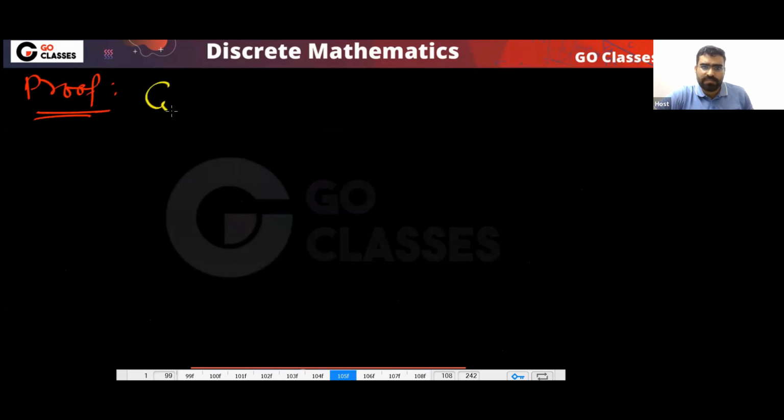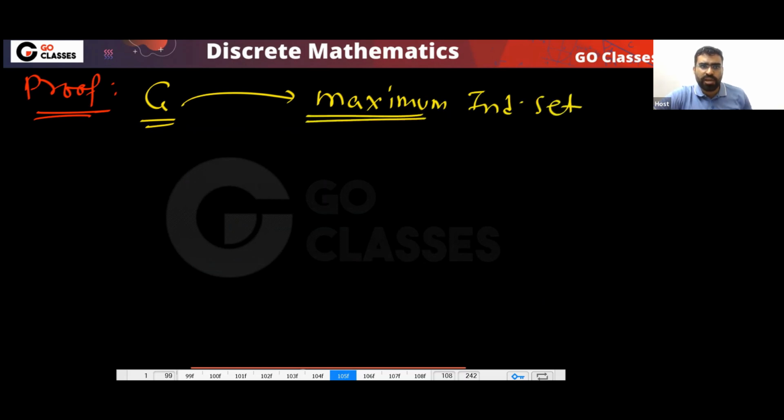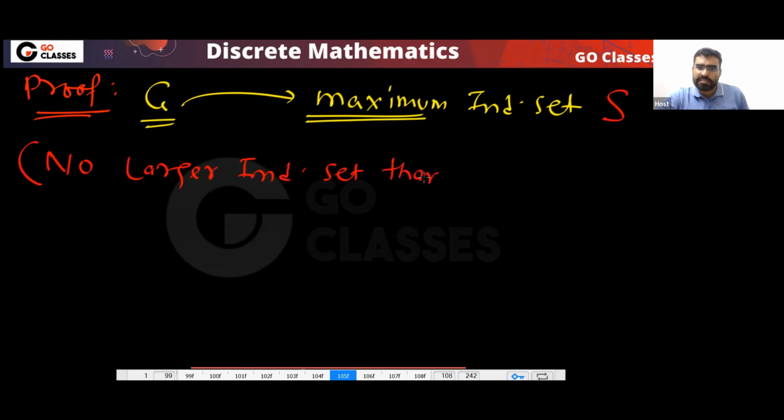Let us assume you have a graph G. In this graph G, let us assume you have a maximum independent set S. Maximum means this is the largest. You cannot create larger than this. Agree? So there is no larger independent set than S in G. That is the definition of maximum independent set.